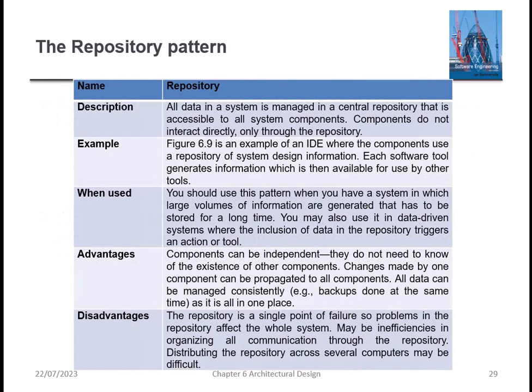Description: all the data in a system is managed in a central repository or database that is accessible to all the system components. Components do not interact directly, only through the repository. This is the main point. It means the subsystems are indirect, not directly connected, independent. They are executed independently. One subsystem is not linked to another subsystem, but they are both linked or connected to the repository, the one central database.